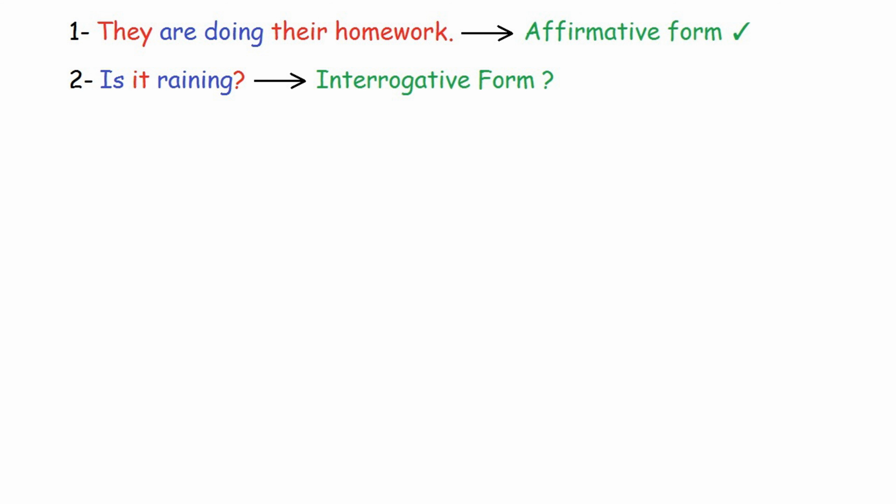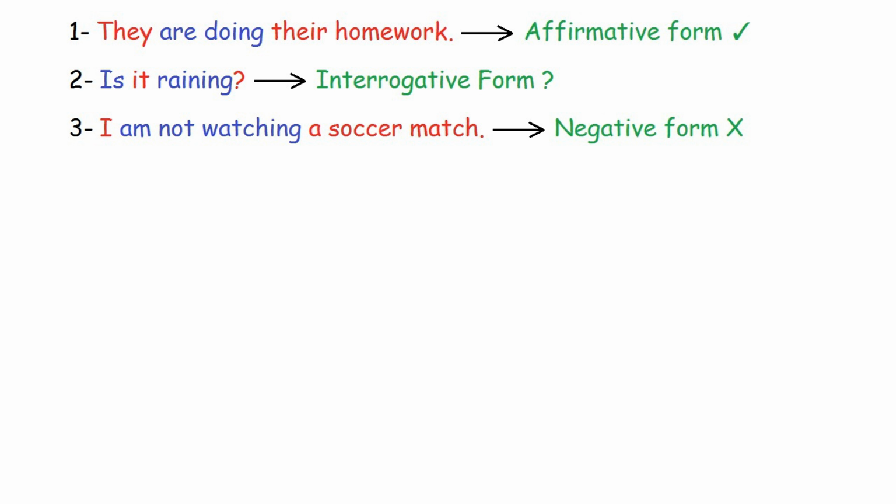Okay, next sentence, number three. I am not watching a soccer match. The form of this sentence is negative form. The difference between the negative form and the affirmative form is one word, the word not. You have the subject, auxiliary verb, and then you have not. You see not? This is, of course, the negative form.